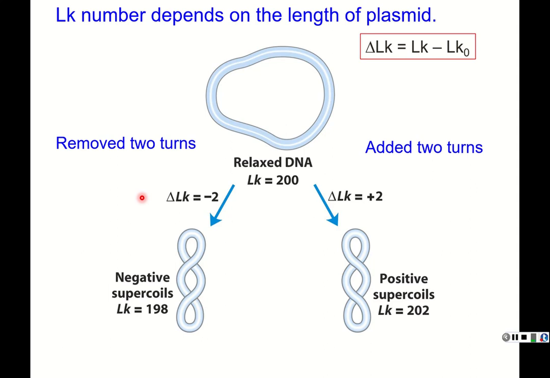Linking number depends on the length of the plasmid, okay? Because you're using the total number of base pairs divided by the base pairs per turn. If you remove 2 turns, that delta LK is going to be negative, as we saw before. So going from 200 to 198, we get a delta LK of minus 2. If we add 2 turns, that's what we would refer to as being a positive supercoil. Okay? That would be delta LK of plus 2. Okay, so removing turns, we get negative supercoils. If we add turns, we get positive supercoils.